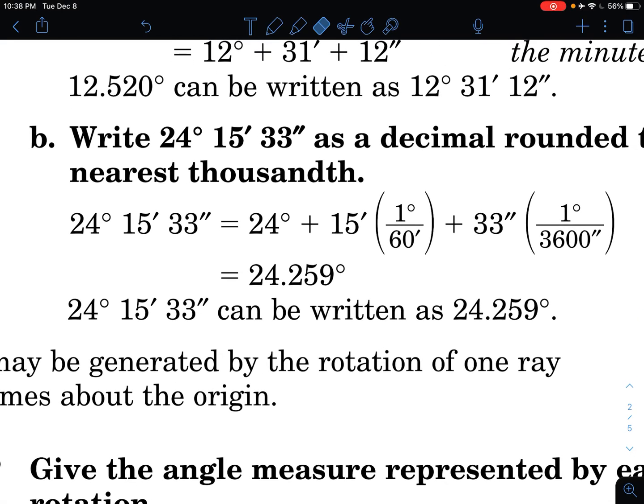Also be able to write a problem like this into the decimal version. So if we have degrees, minutes, and seconds, be able to change that back into degrees. So we want to divide by 60 and then divide by 60 again. So the book will tell you to divide your seconds by 3,600, which you can totally do. And then divide your minutes by 60. You can do that as well.